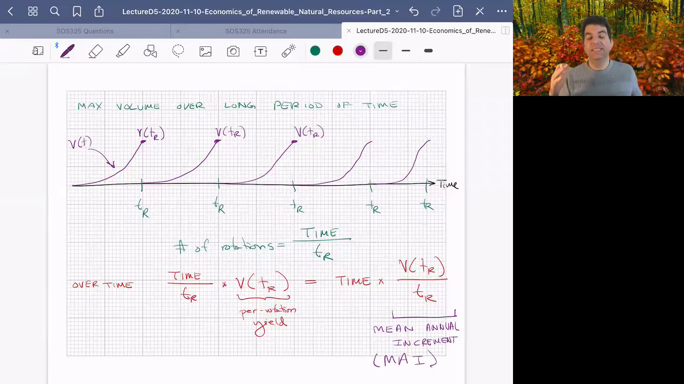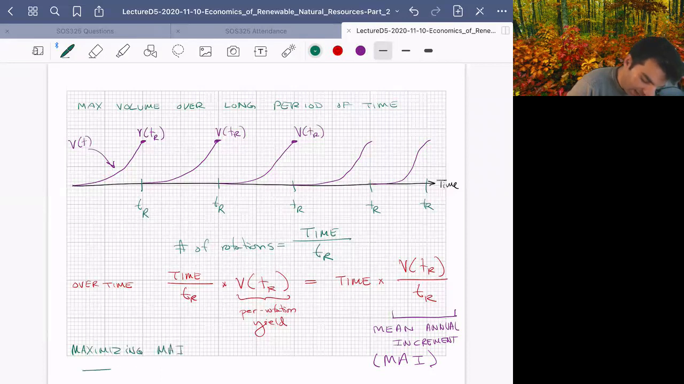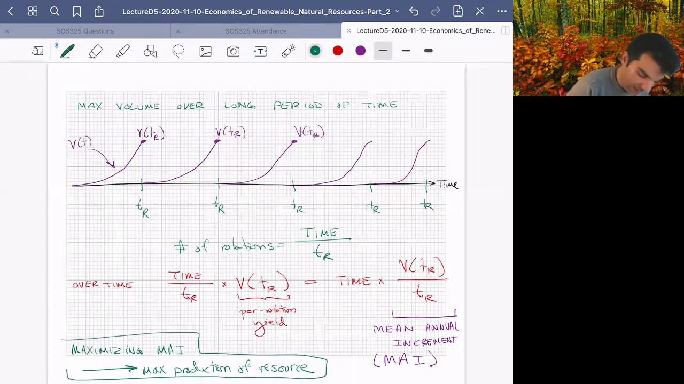And if you maximize the MAI, so if you choose a TR that maximizes the MAI, you will maximize the amount of wood produced. And so maximizing MAI has the effect of maximizing production of resource. And so because of that, this is referred to as the MAI maximizing choice, the biological rotation.